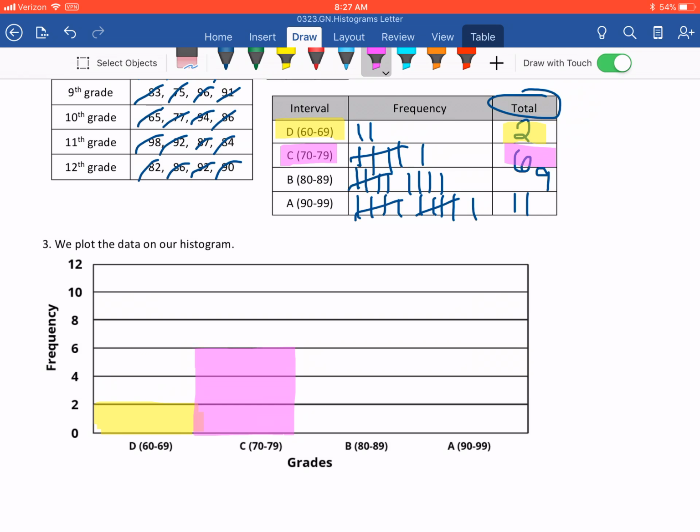For B's, she got 9, so I'm going to shade up to 9. And notice this one will be about halfway up because it doesn't go quite up to 10. If you don't do this in color, that's fine. I'm just doing it so that it's easier to understand in the notes. And then finally, for A's, she got 11, so we're going to shade up to 11 for A's.